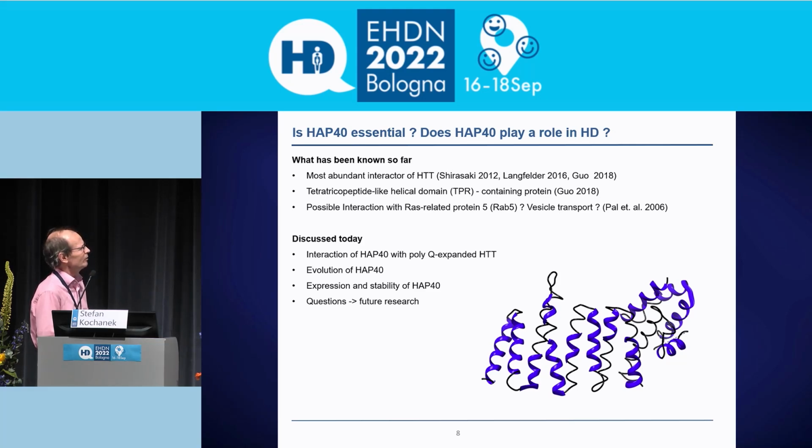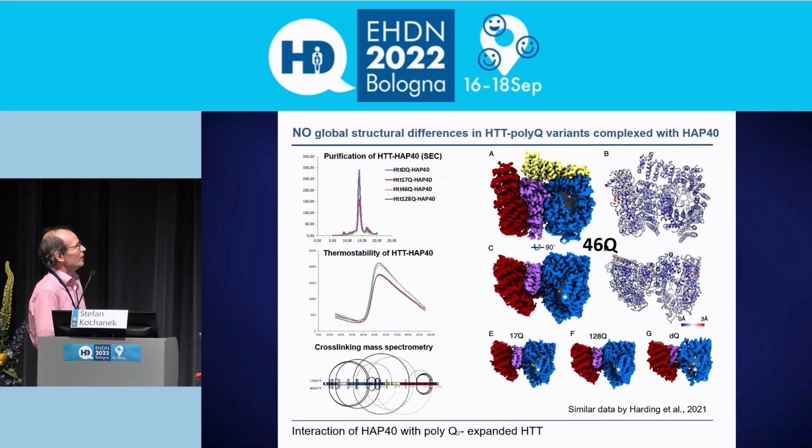So today I would like to discuss the interaction of HAP40 with polyQ expanded Huntingtin, have some words on the evolution of HAP40, on expression and stability, and some questions and future research areas. We analyzed a full-length Huntingtin with 17Q, which I showed you before, but also with 46Q and 128Q, and also a protein in which the polyglutamine had been deleted.